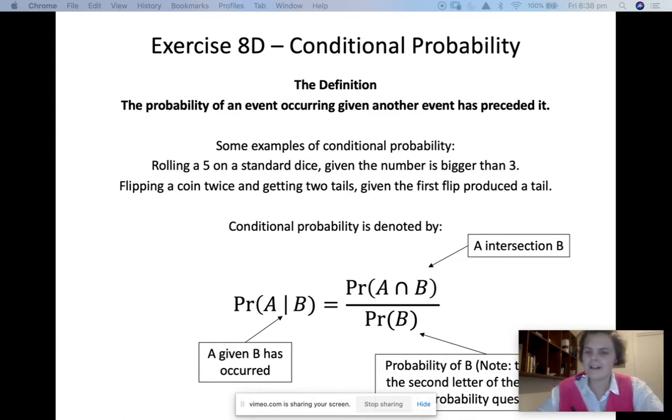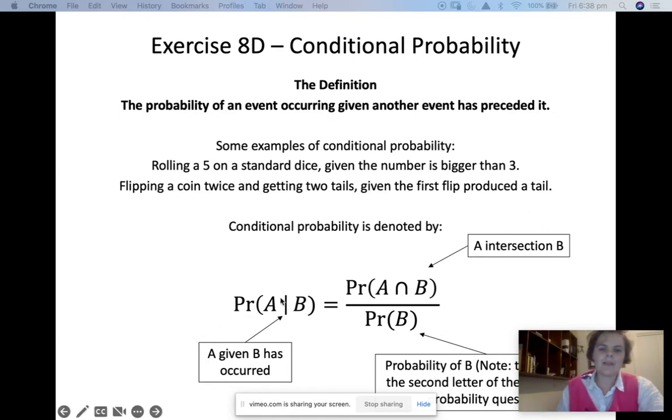Say you've already flipped the tail on your first flip. What is the probability of then getting another tail? It could be, say, you're trying to guess what suit a card is, but they've already told you it's a red card. So it's going to increase your chances of getting it right.